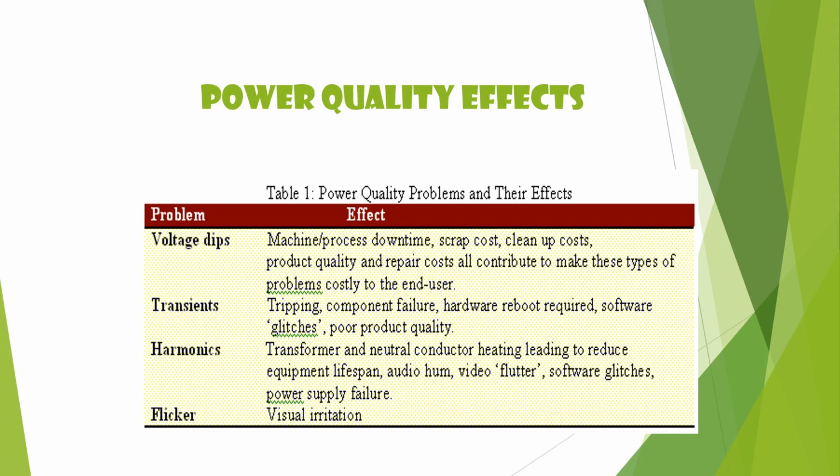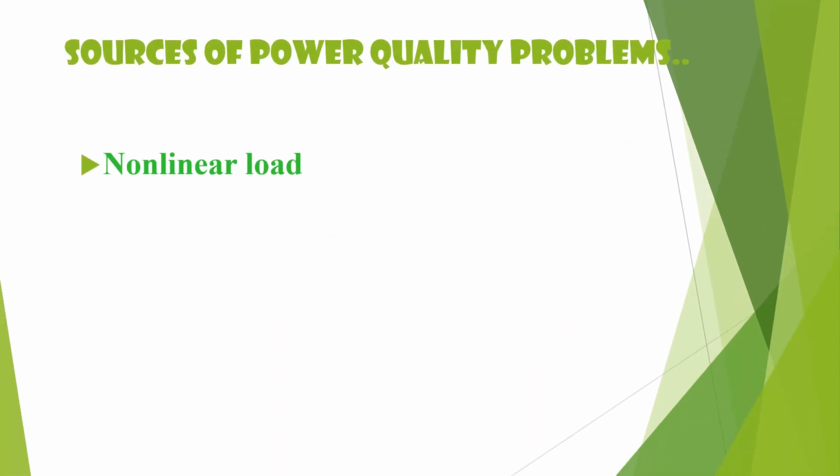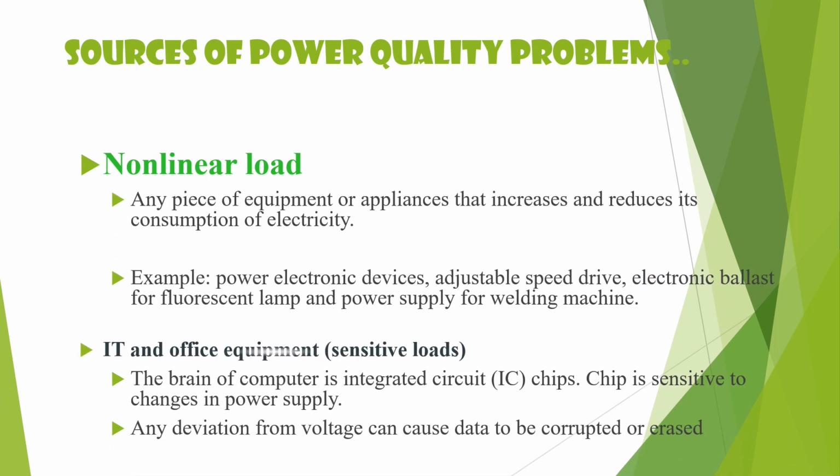And these are some of the definitions here. Let us see the power quality problems, the sources of power quality problems. Majorly, it is non-linear loads. What are non-linear loads? Non-linear loads are the ones which don't have a linear impact on the load. That is, when the input current is varied, the voltage may not follow the same pattern as the current. Examples of non-linear loads are power electronic devices, adjustable speed drives, and electronic ballasts.